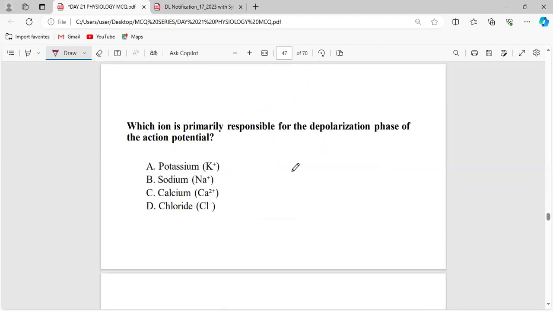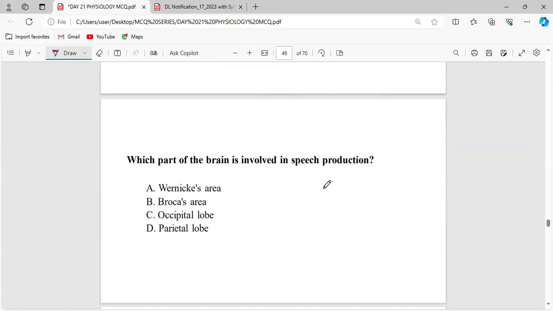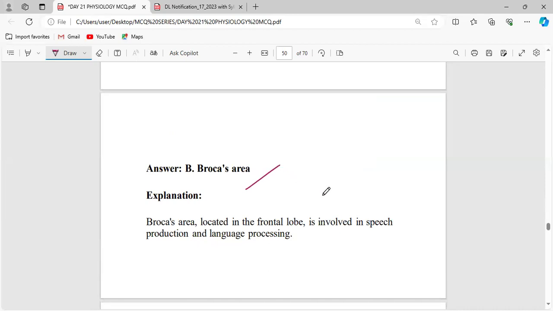And which ion is primarily responsible for the depolarization phase of the action potential? Depolarization. That will be sodium. Which part of the brain is involved in speech production? We have 1 more minute. Broca's area, which is present in the frontal lobe. This is the one involved in speech production and language processing.